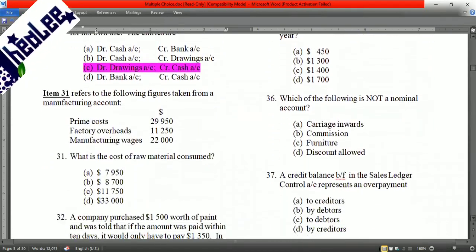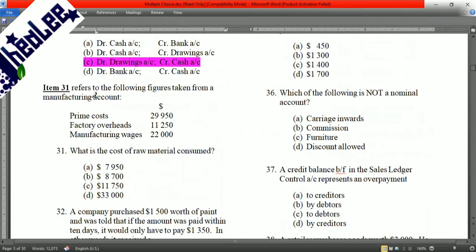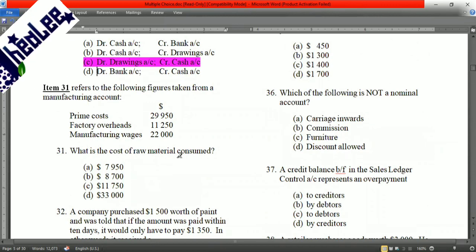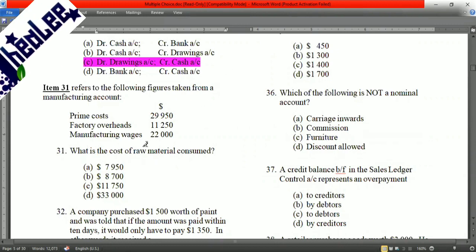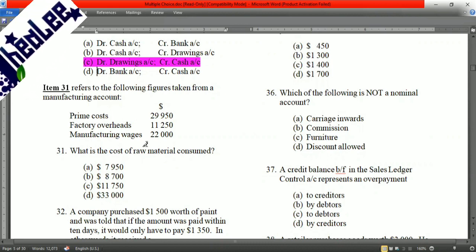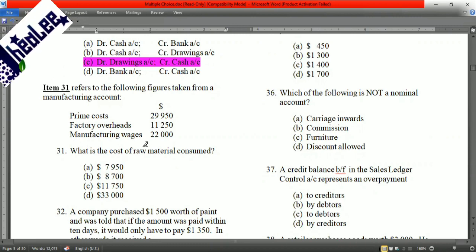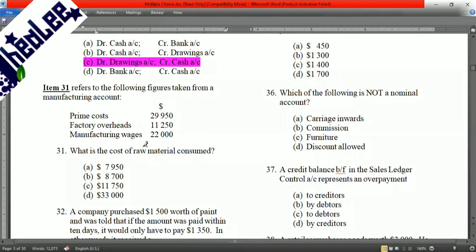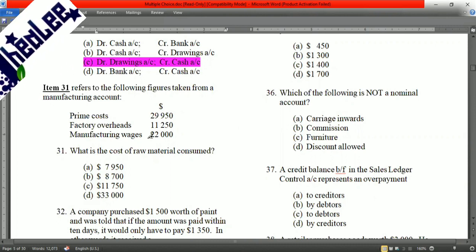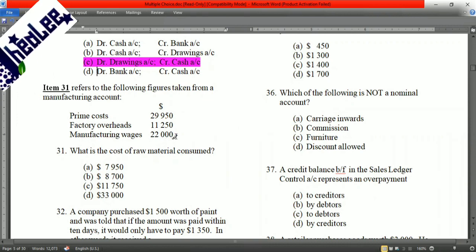Number 31 refers to the following figures taken from a manufacturing account. What is the cost of raw material consumed? So for this question, you're presented with prime cost, manufacturing overheads, and manufacturing wages. How do you get prime cost? It is your cost of raw material consumed plus your other direct costs. So in this case, the factory overhead is not needed. We're going to work with the prime cost figure and the manufacturing wages figure.